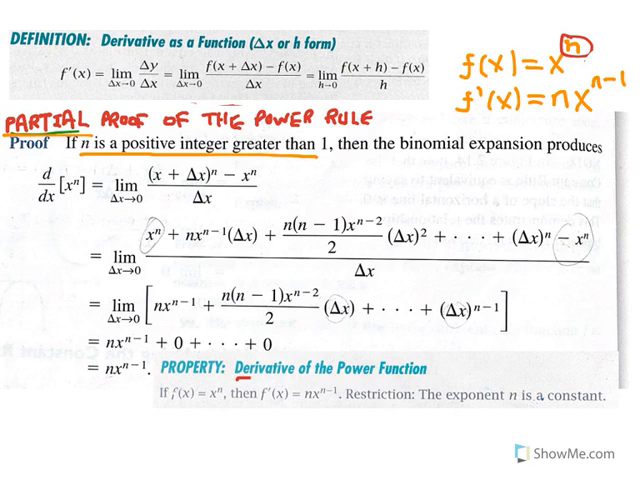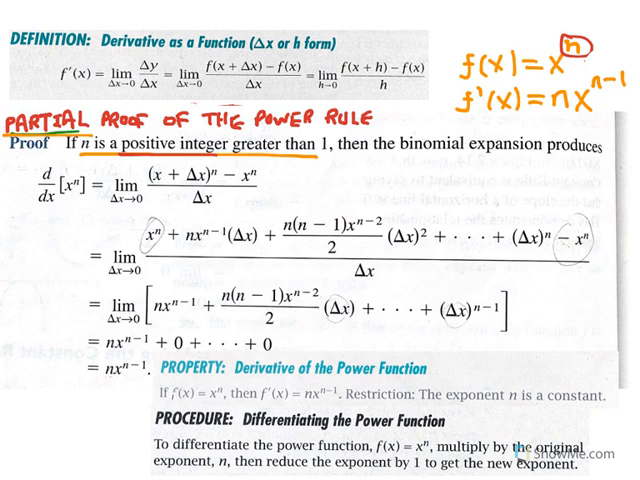Here we have the derivative of the power function that we just looked at. If you have a power function f of x is equal to x to the n, then its derivative is n times x to the n minus 1. The exponent must be a constant. It could be a positive integer. It could be a negative integer. It could be a rational number. It could be an irrational number. As long as n is some real constant, you can use the power rule to find the derivative of a power function.